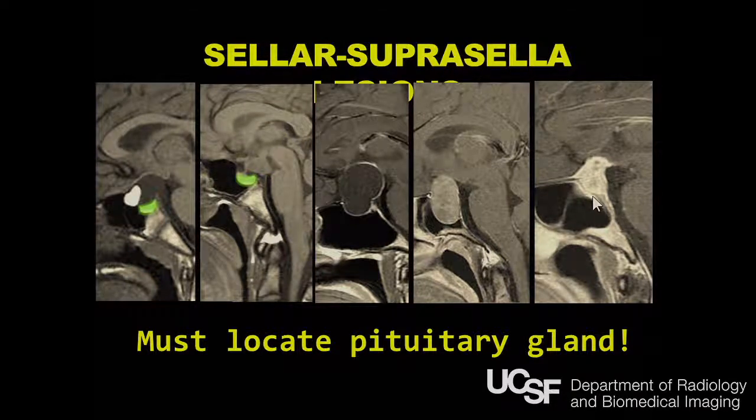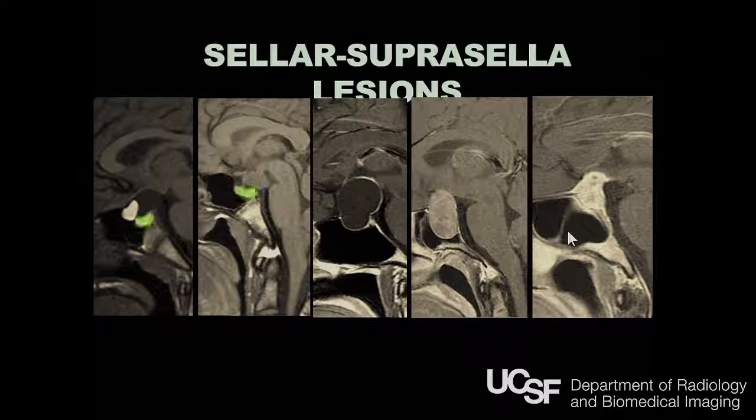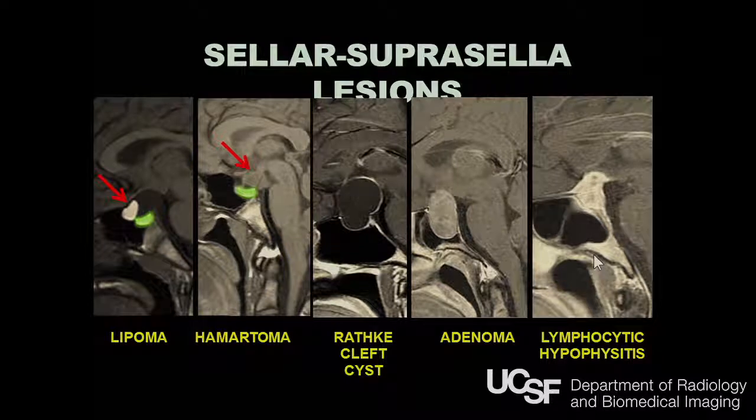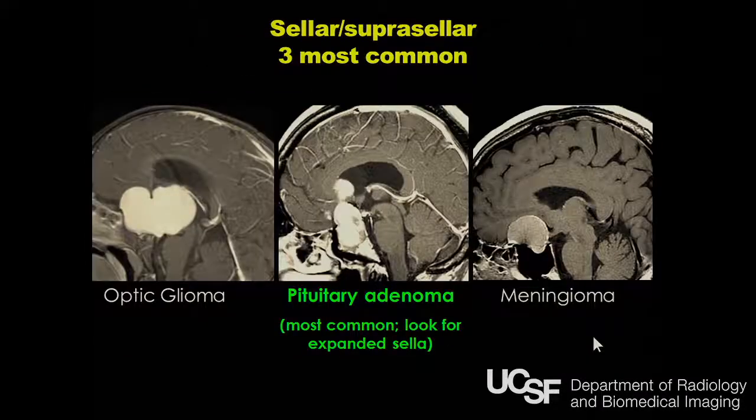You need history. This is a recently postpartum woman with a severe headache, and that is a lymphocytic hypophysitis. So you really have to put the history together before you go down the path of recommending a pituitary macroadenoma. So like I said, lipoma, hamartoma, Rathke's cleft cyst, pituitary adenoma, and lymphocytic hypophysitis. This is your main five differential in this location.